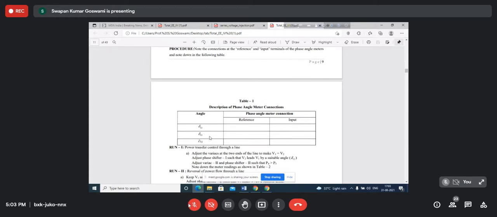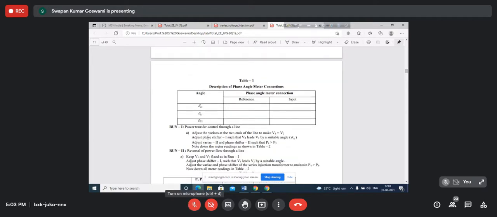Similarly, delta 1 3 and delta 3 2. These are the phase angle differences, and between 1 and 2, one will be connected as reference and the other as input. In this experiment, whenever the readings were taken, some end is connected at reference and some other end at the input. So let us see what is given here as instructions.